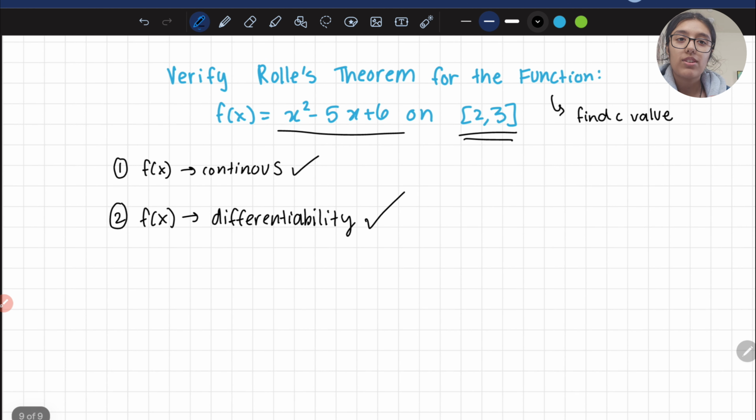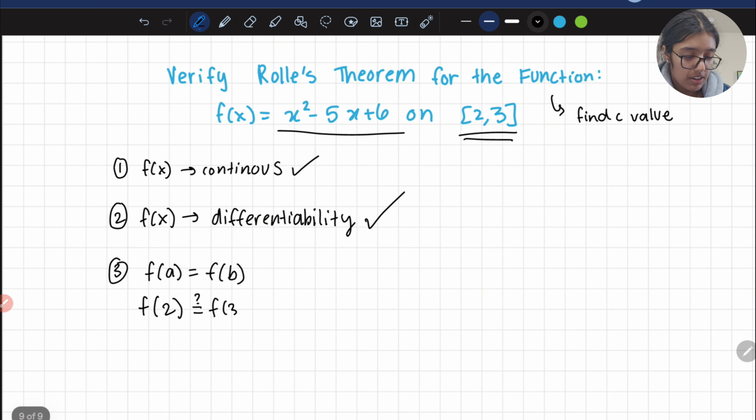And if you want, you could also graph that, but for now, I really want to get into the Rolle's theorem part. So our third condition, do you remember it? If you don't remember it, that's okay. Just rewind a little, and that's where I went over Rolle's theorem. But the third condition is that f of a has to be equal to f of b. In other words, the y values of the endpoints need to be equal to each other. So let's see. Is f of 2 equal to f of 3?